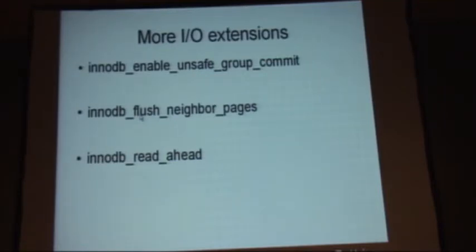Basically, unsafe group commit means that the InnoDB transaction log, right, the redo log, and the binary log may not be in the same order. So they might have actually been changed in a different order in InnoDB than in replication, which is, again, unsafe. So it's not necessarily recommended for that reason.